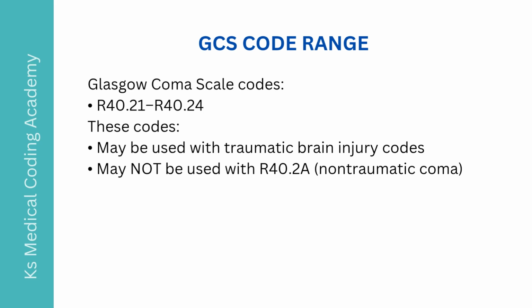GCS code range. Glasgow Coma Scale codes range from R40.21 through R40.24. These codes may be used with traumatic brain injury diagnoses, but they may not be used with non-traumatic coma code R40.2A.